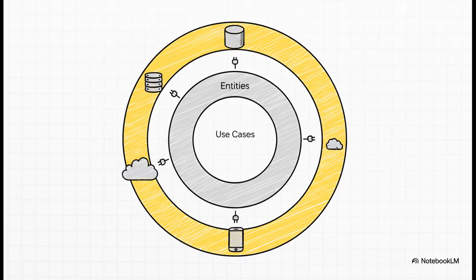And finally, way out on the fringes, in the outer layers of the onion, that's where we put all the messy stuff. This is where the technology lives. Your SQL database, your web framework, your mobile app's user interface, they're all out here. They are just plugins to your core application.